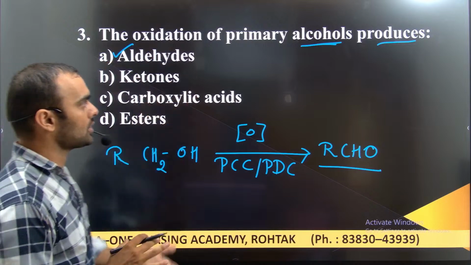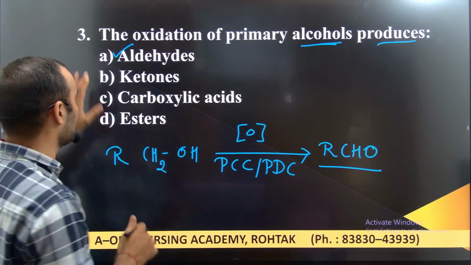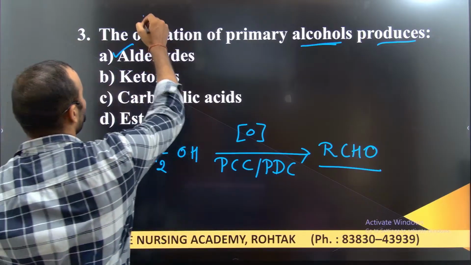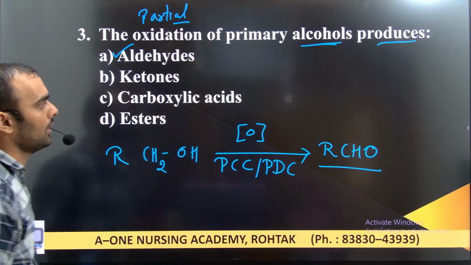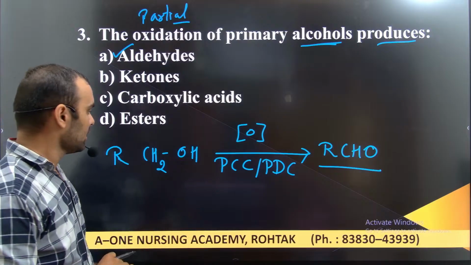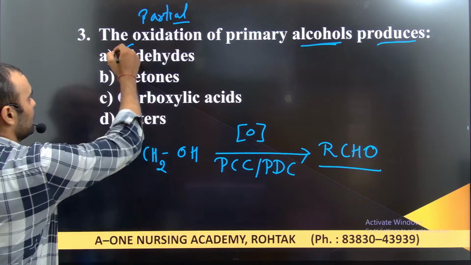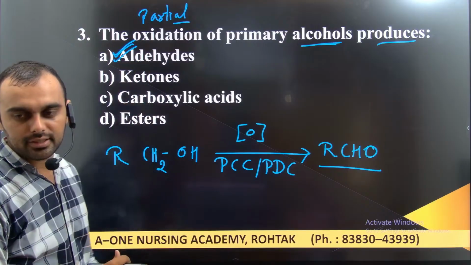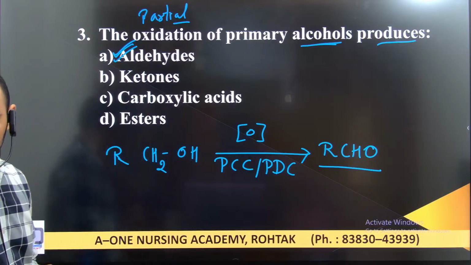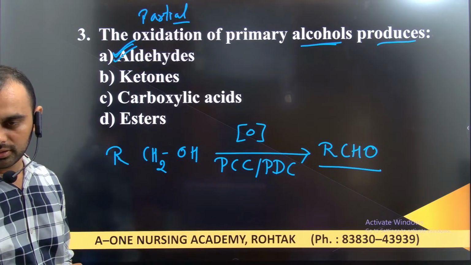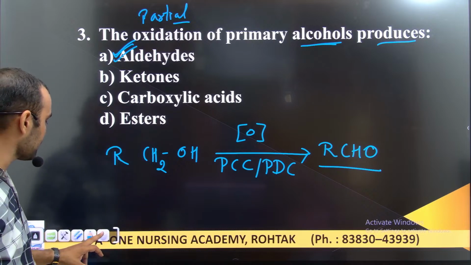But in this question, it is not mentioned properly. I think it should say the oxidation, or you can say partial oxidation. So you can correct the question: partial oxidation of primary alcohols produces an aldehyde. So at that time the answer should be aldehyde. Option A is the right choice. Is that clear? Okay Anjali, right beta. Arpit, very nice. Okay, shall we move toward the next question?